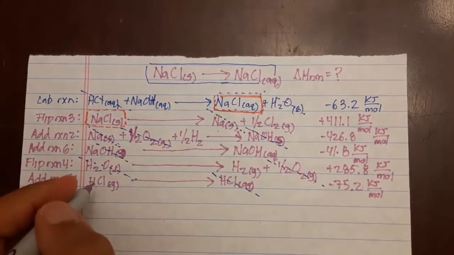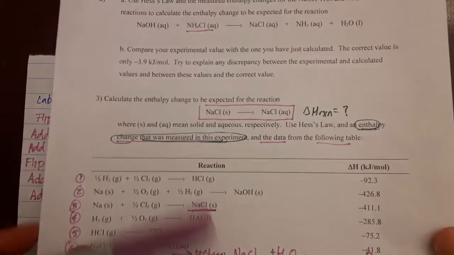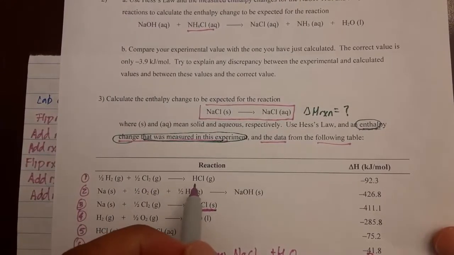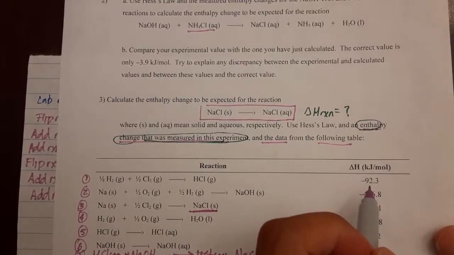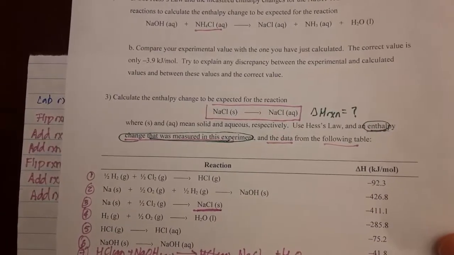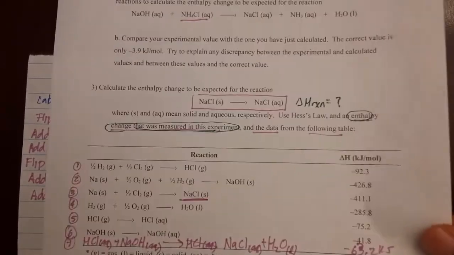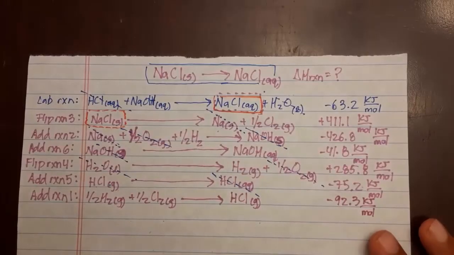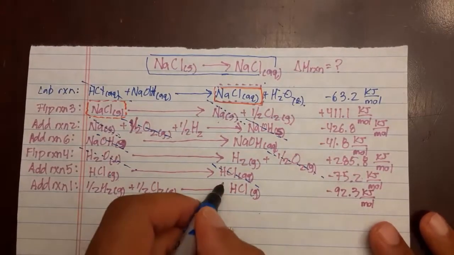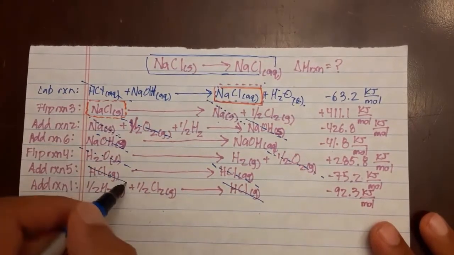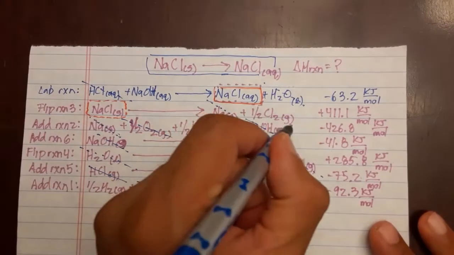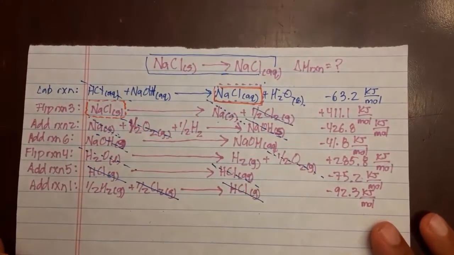And adding reaction 1, okay, so rewriting reaction 1 here, half H2 gas plus half Cl2 gas goes to HCl gas. It's negative 92.3, so not touching anything because I'm leaving it as is. I'm not flipping it or multiplying it by any number. All right, so the rationale behind doing this was that the HCl gas cancels out with the HCl gas. The half Cl2 will cancel out with the half Cl2.